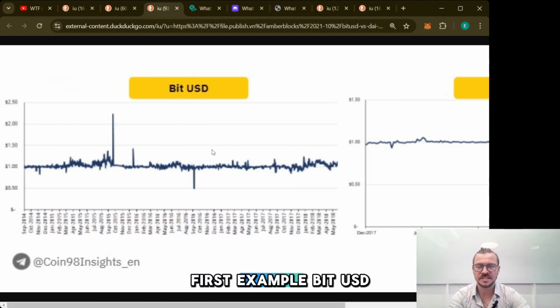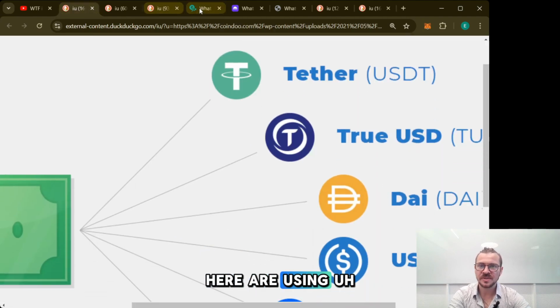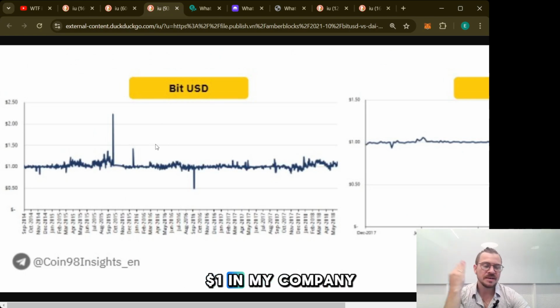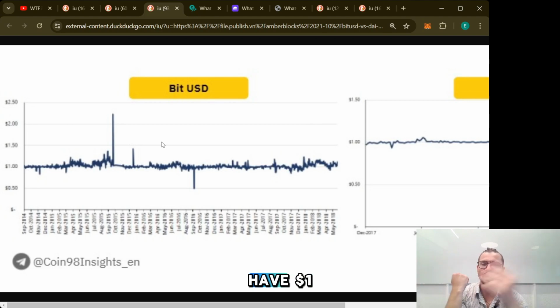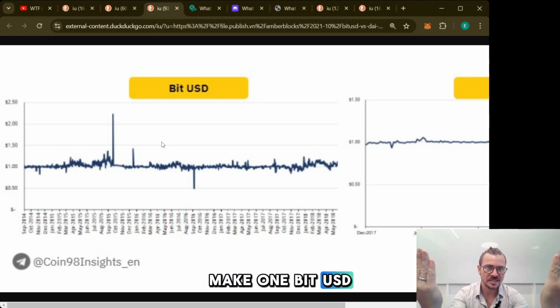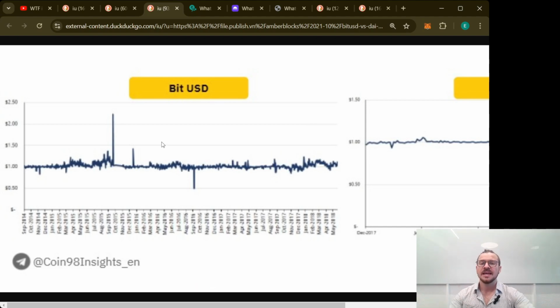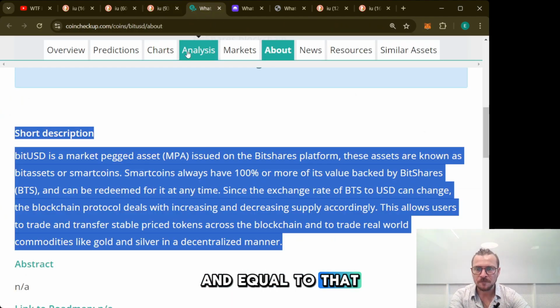Let's focus on this first example, BitUSD. Most of these here are using the BitUSD strategy, where I have $1 in my company, and so I make 1 USDT, or I have $1 in my company and I make 1 BitUSD. Okay, so I actually physically have it, or I have a bank account, and I make the crypto that's matching and equal to that. Okay, so that's what this text here is saying.